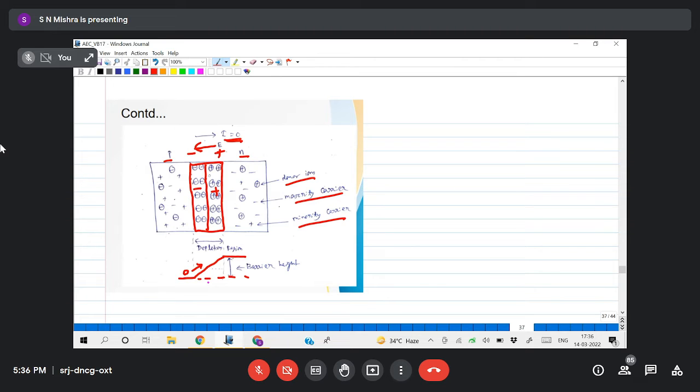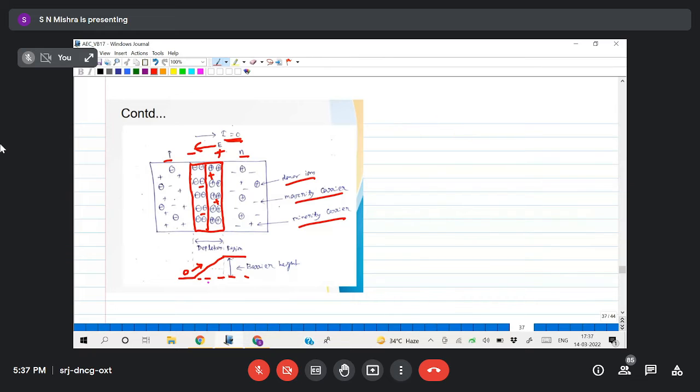What about the minority carrier? Minority carrier means, on the P side, electrons. Let me represent the electrons here, and on the N side, holes. Now, can these minority carriers not move, or will the electric field stop these minority carriers from moving? No. Why? There will be some movement, because of the positive ions.